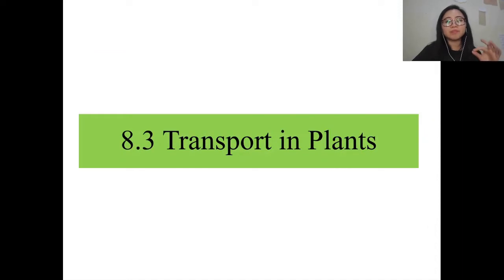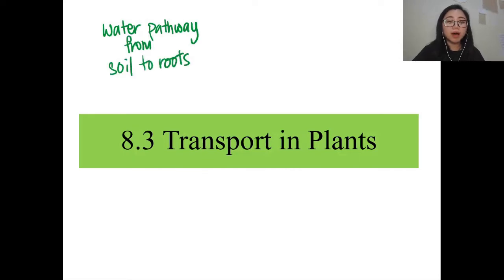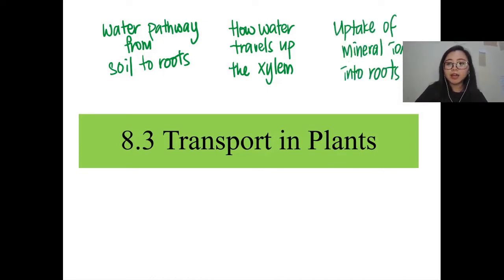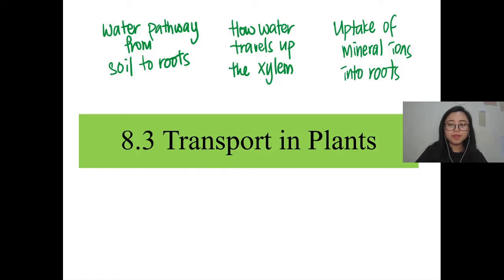The subtopics in this subtopic: first of all, we're going to talk about the water pathway from soil to roots, how water goes from soil into the root. And then once it's already in the roots, how the water will travel up the xylem from the roots to the rest of the plants. And in the process, we will also discuss the uptake of mineral ions in roots.